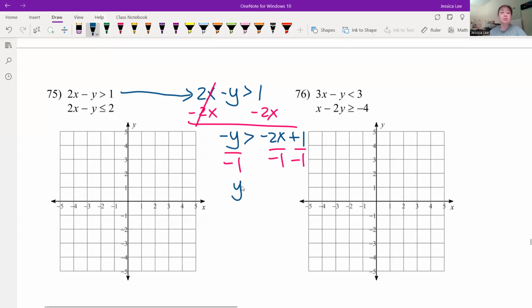And we get y is, again, we got to flip it because we are dividing by a negative. If it wasn't negative, we would be fine. And that would be 2x minus 1. So here's minus 1. We're going to go up 2 and to the right 1. Down 2 to the left 1. Again, that is going to be a dashed line. So you go all the way across. We got to see, okay, y is less than, so it's going to be below the line. So somewhere over on this side.